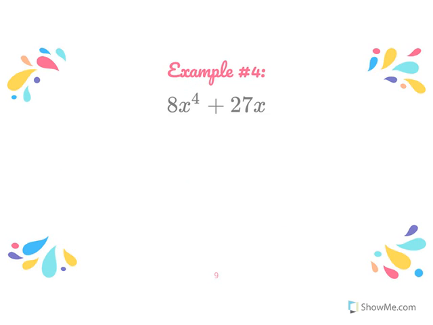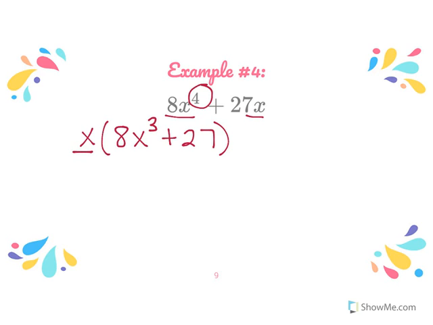Now for our last example, again, first step, you're going to look for a GCF. I see that I have an x in both of my terms, so I know that I'm going to have an x factored out, and then be left with 8x to the third plus 27. At first, I only have 2 terms, so I'm going to be checking to see if it's a sum or a difference of cubes. So when I take out that GCF, now look, I actually have cubes.